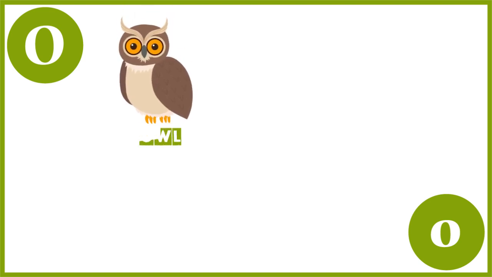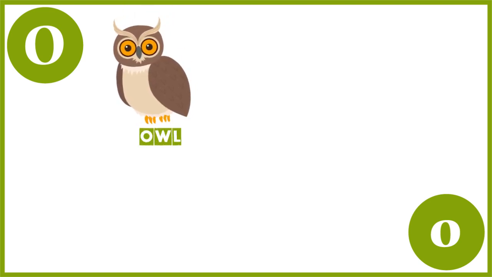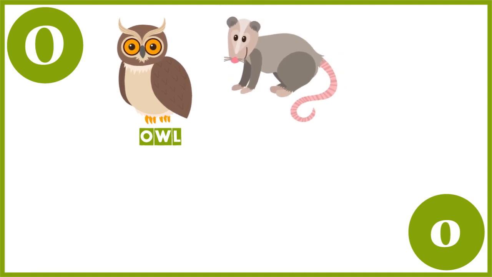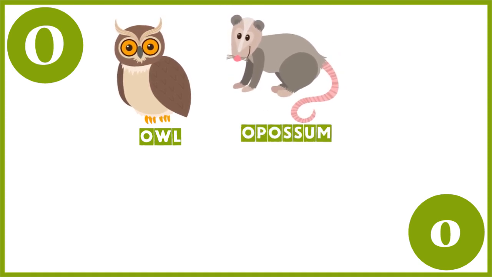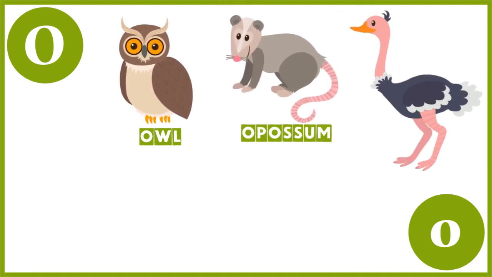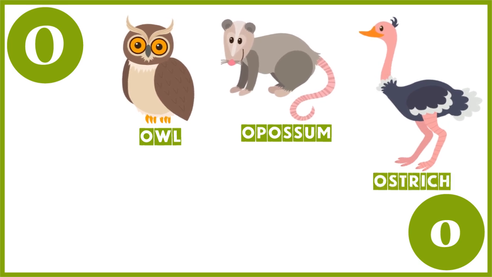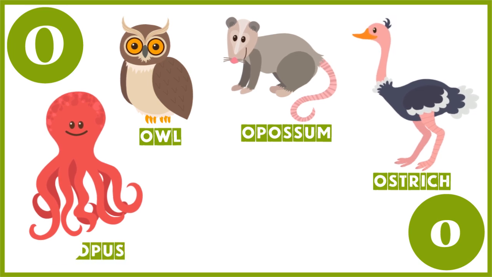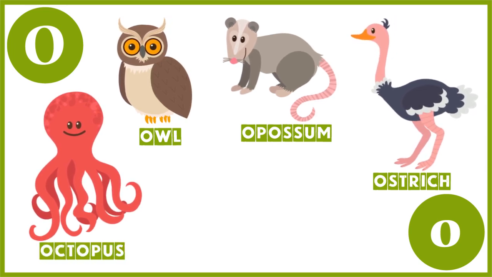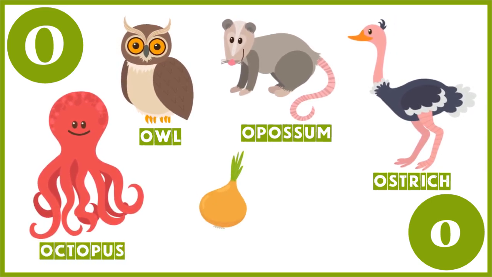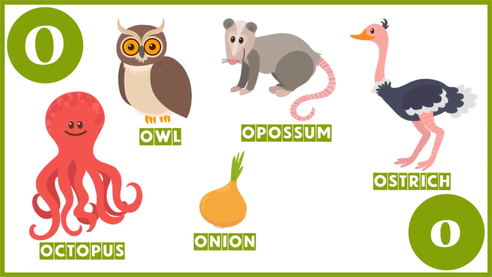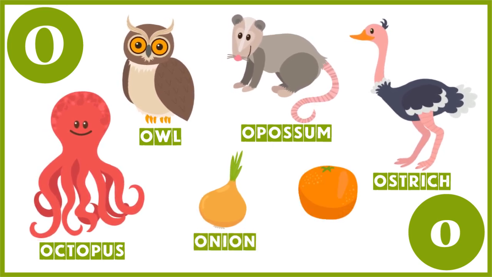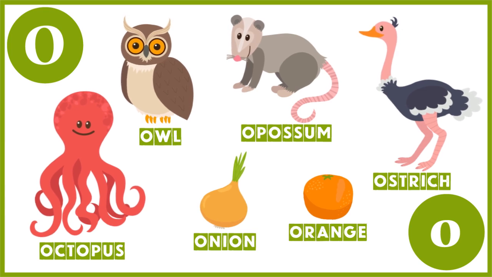O. O for owl. O for opossum. O for ostrich. O for octopus. O for onion. O for orange.